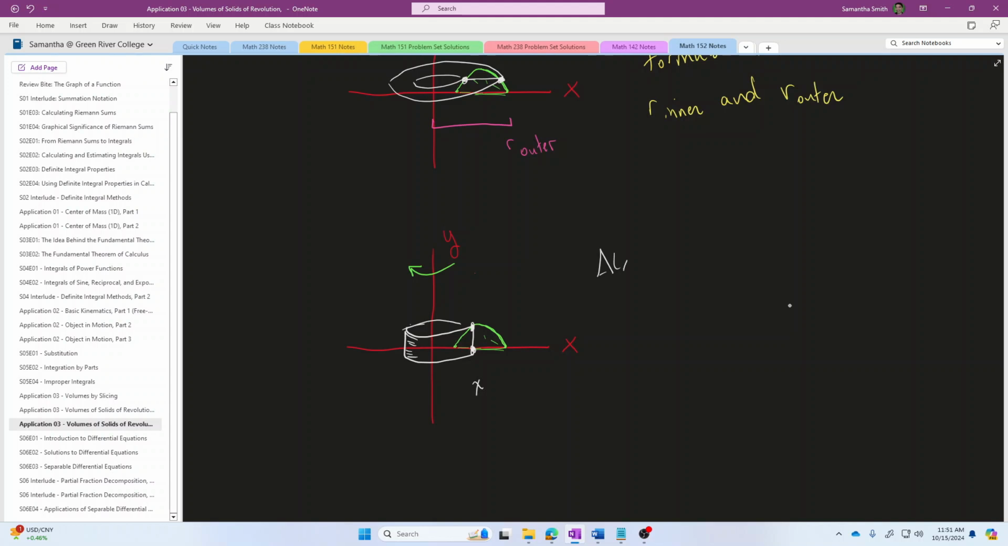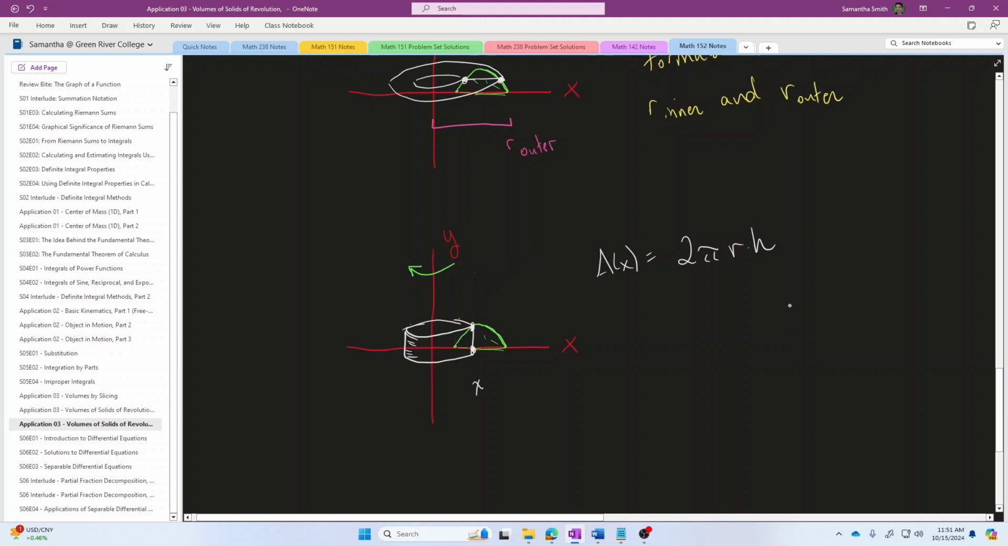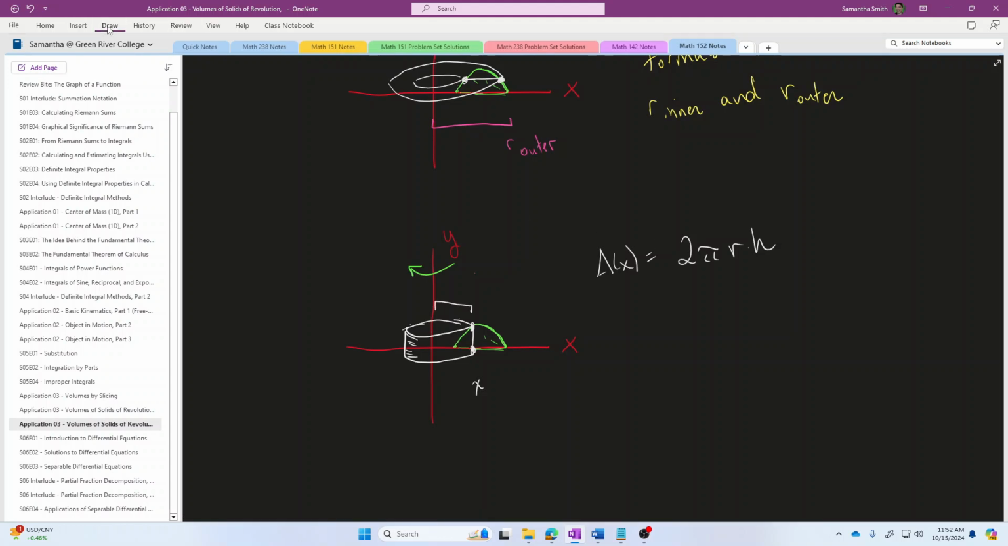So the area of this slice could be found using the area formula for a cylinder, 2 pi times the radius times the height. So I just need to figure out what would the radius of the cylinder be and what would the height of the cylinder be, both in terms of x, for a slice taken at this random x value.